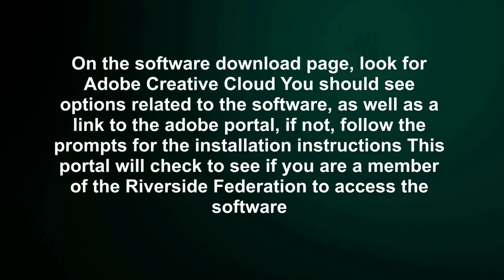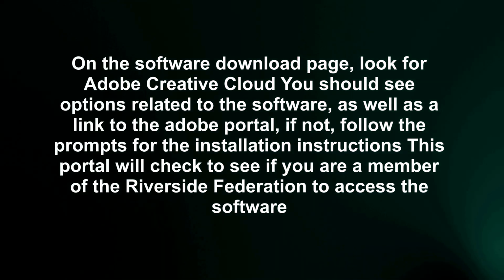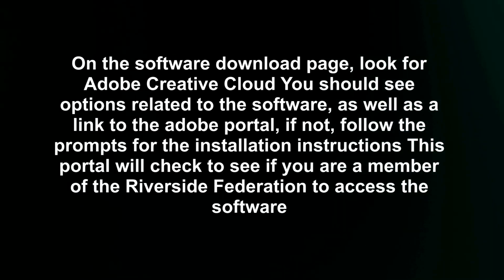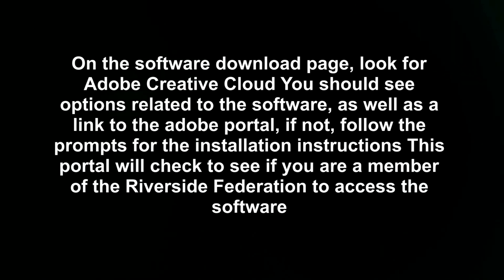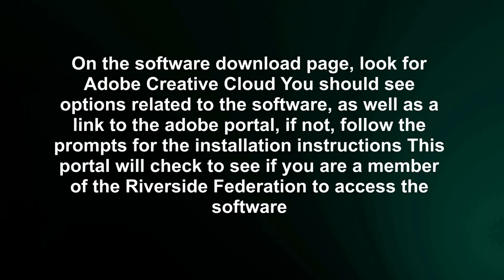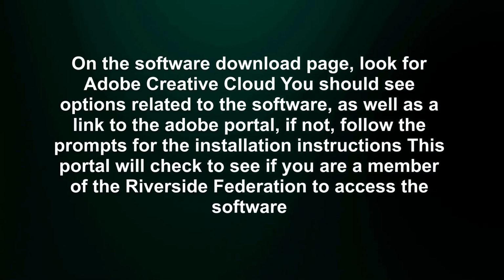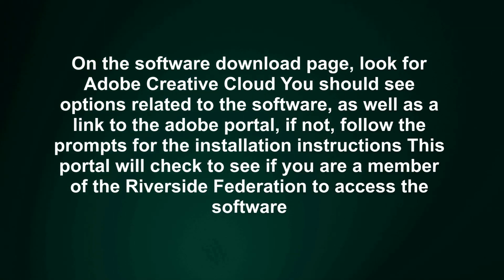On the software download page, look for Adobe Creative Cloud. You should see options related to the software, as well as a link to the Adobe portal. If not, follow the prompts for the installation instructions. This portal will check to see if you are a member of the Riverside Federation to access the software.